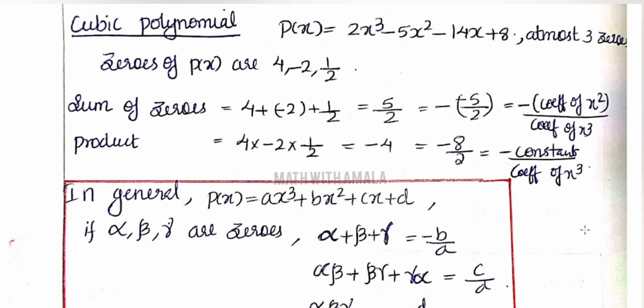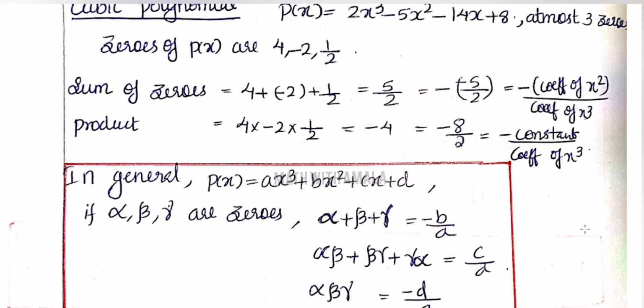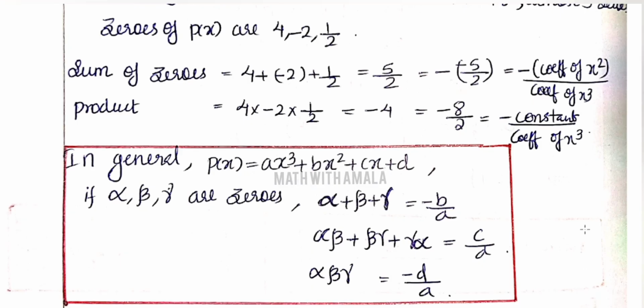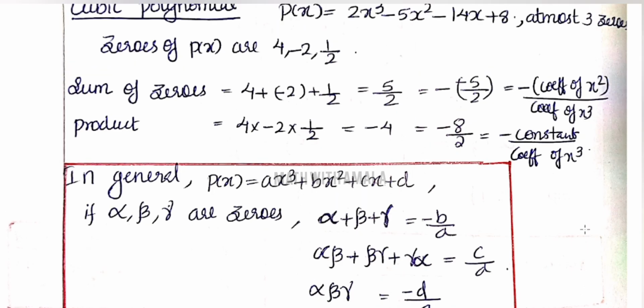Here we are given the zeros. Now we have to verify this for the cubic polynomial. Let us have the relation: sum of zeros, that is alpha plus beta plus gamma, where gamma is the third zero, is equal to minus b by a, and alpha beta plus beta gamma plus gamma alpha is equal to c by a, and also alpha beta gamma is equal to minus d by a.